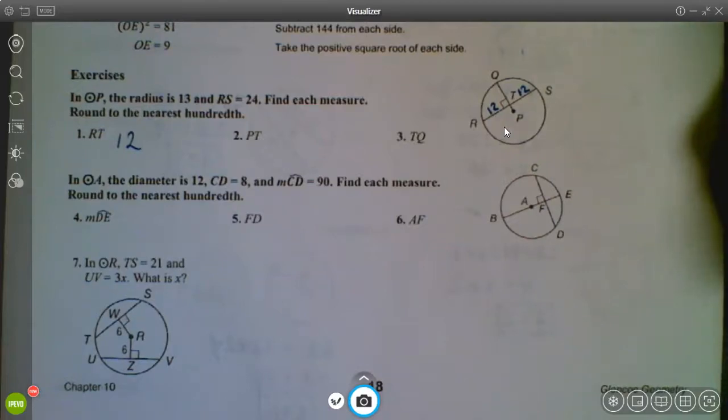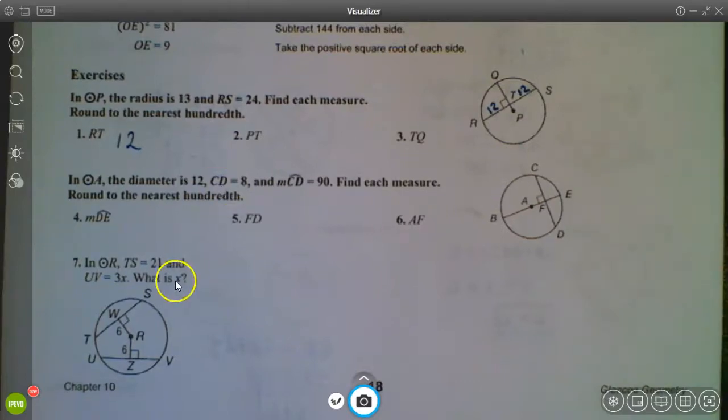Well, up here they told us that the whole thing is 13. So the distance from P to Q is 13. But how are we supposed to use that to get that little segment and this bigger segment right here? So here's a key step in this that oftentimes people don't recognize that you can do. Remember, PQ is a radius. A radius can be drawn anywhere.